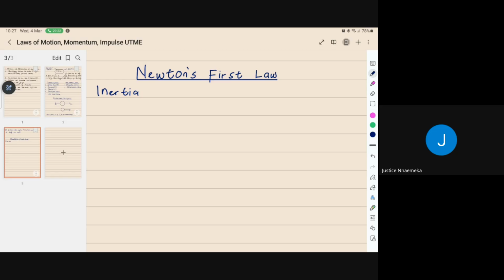Okay, so for the law of inertia, inertia is simply the tendency of a body to remain at rest or to continue moving with constant velocity in a straight line. When I mean constant velocity, what do I mean?